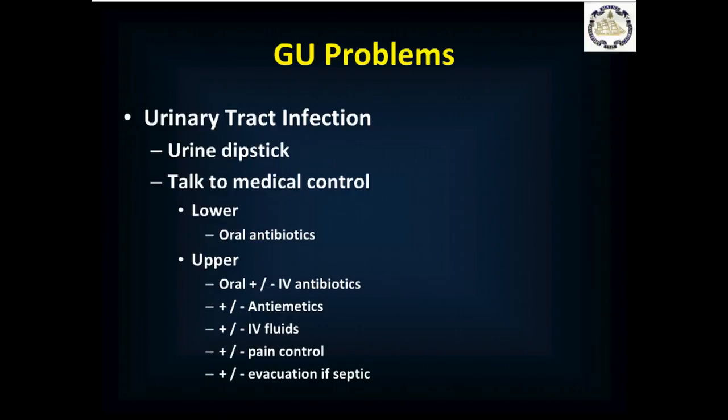If it's an upper tract infection, oral and maybe IV antibiotics. You may need anti-nausea medications. If they can't keep down fluids, they may need IV fluids. If they're very uncomfortable, they may need pain control, IV narcotics or oral narcotics. And if they're septic or very sick, they will need to be evacuated.